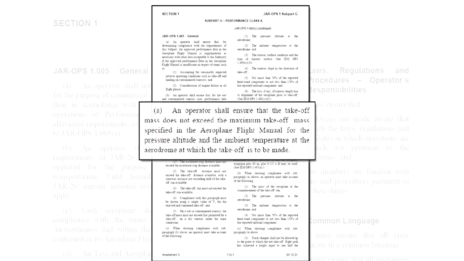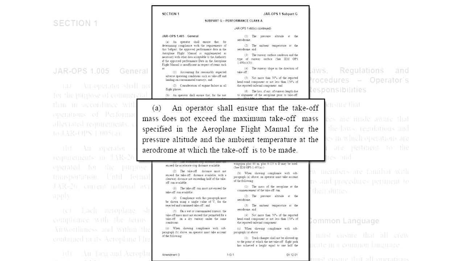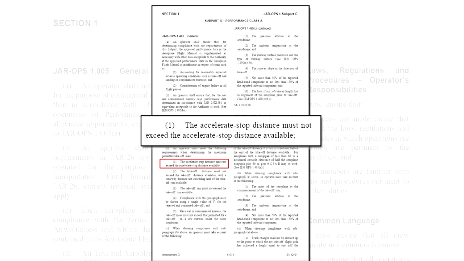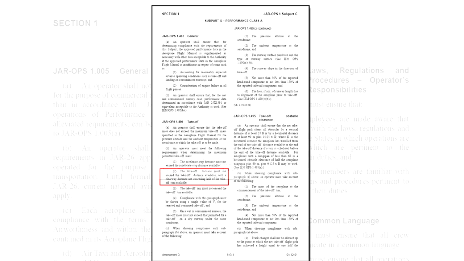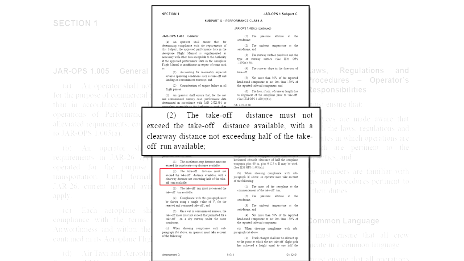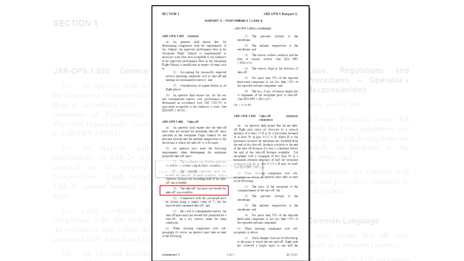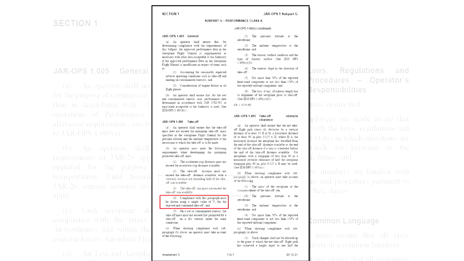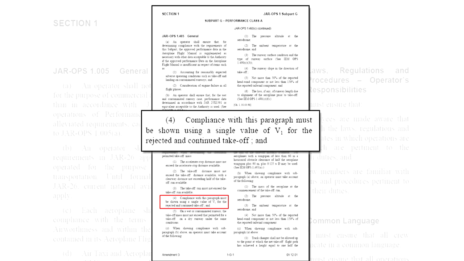JAROPS 1 states that an operator must ensure the takeoff mass does not exceed the maximum takeoff mass as published in the aeroplane flight manual. When calculating the maximum takeoff mass, the accelerate stop distance must not exceed the accelerate stop distance available. The takeoff distance must not exceed the takeoff distance available. And lastly, that the takeoff run must not exceed the takeoff run available. Compliance must use a single V1, which we shall understand later, and must take account of the aerodrome conditions.